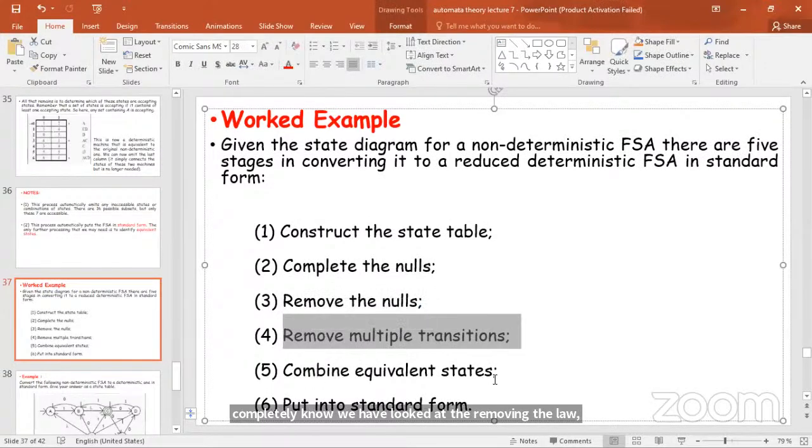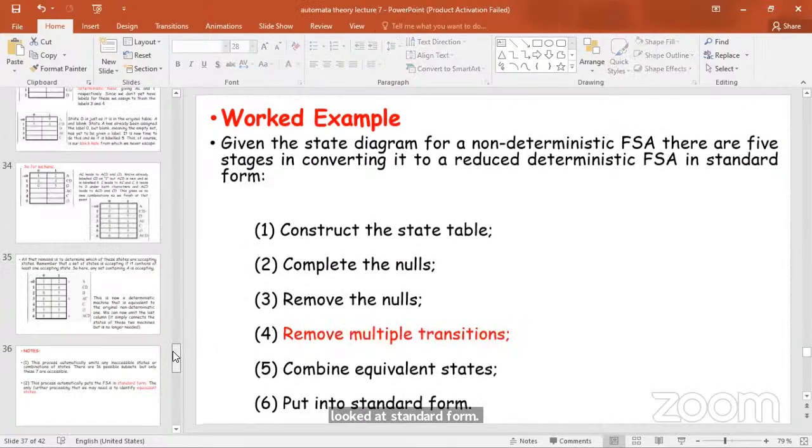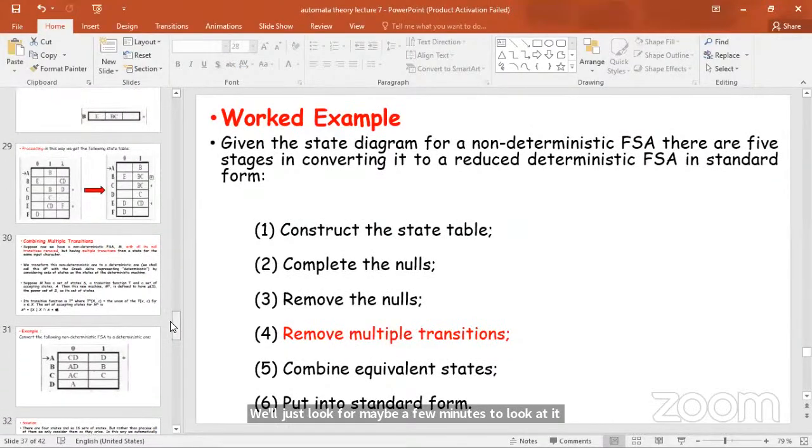We have looked at equivalence. It's still the same thing. We have looked at standard form. So this is the only point that we have not done. So we'll just look for maybe a few minutes to look at it in a supplementary class, so that we can have the whole thing sorted out. Because I don't want you guys to miss out, I'm going to stop here. We have 12 more pages to look at, and we now look at the general process, in one example, of converting from a non-deterministic finite state automaton to a finite state automaton.